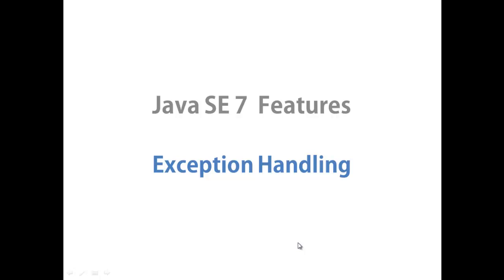In Java, there are functions which can throw more than one type of exception. Java 7 provides an easy way to handle these multiple exceptions.